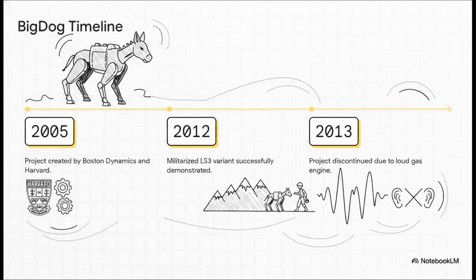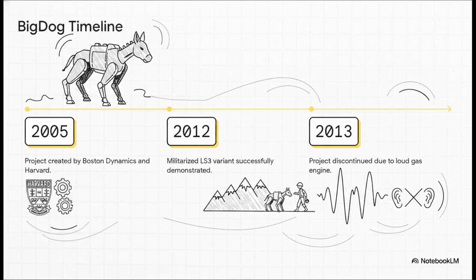So, if we trace its timeline, BigDog started back in 2005 as a collaboration with Harvard University, aiming to be a mechanical pack mule for dismounted soldiers. By 2012, a militarized variant called the LS-3 successfully demonstrated a hike over incredibly rugged terrain.